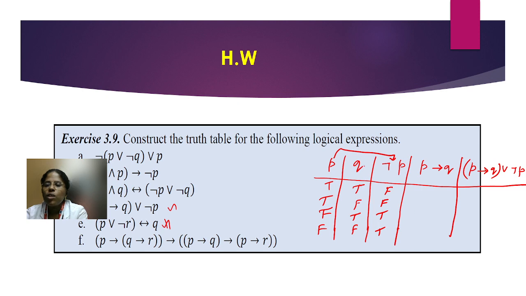Then I need to take P implies Q. P implies Q becomes false when true implies false, so true implies false is here, and everything else will become true. Then we need to take P implies Q or not P. If both are false, you will have false for or. If anyone becomes true, then it becomes true. So for this only, both are false, so it becomes false. Everything remaining will become true. So this is the result of a truth table for problem D.